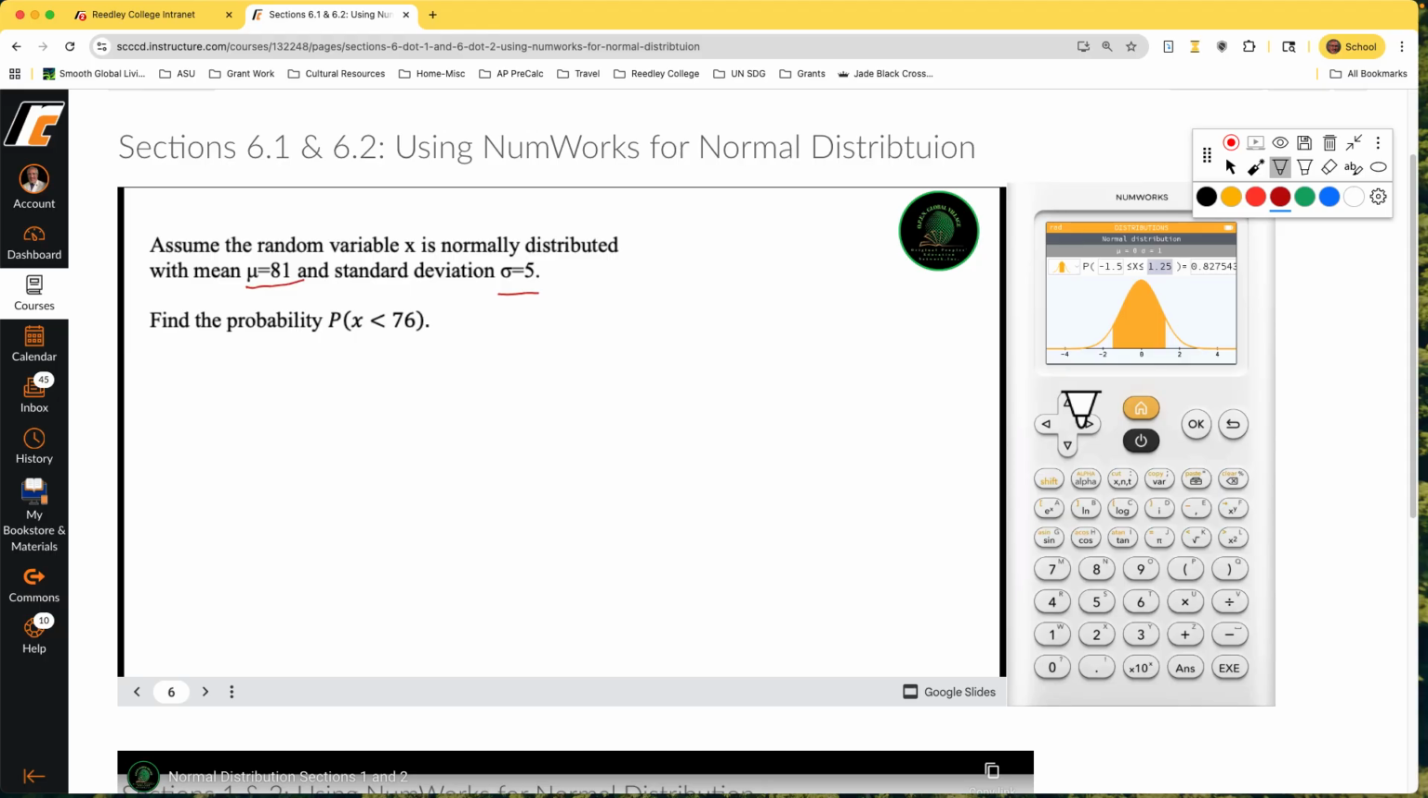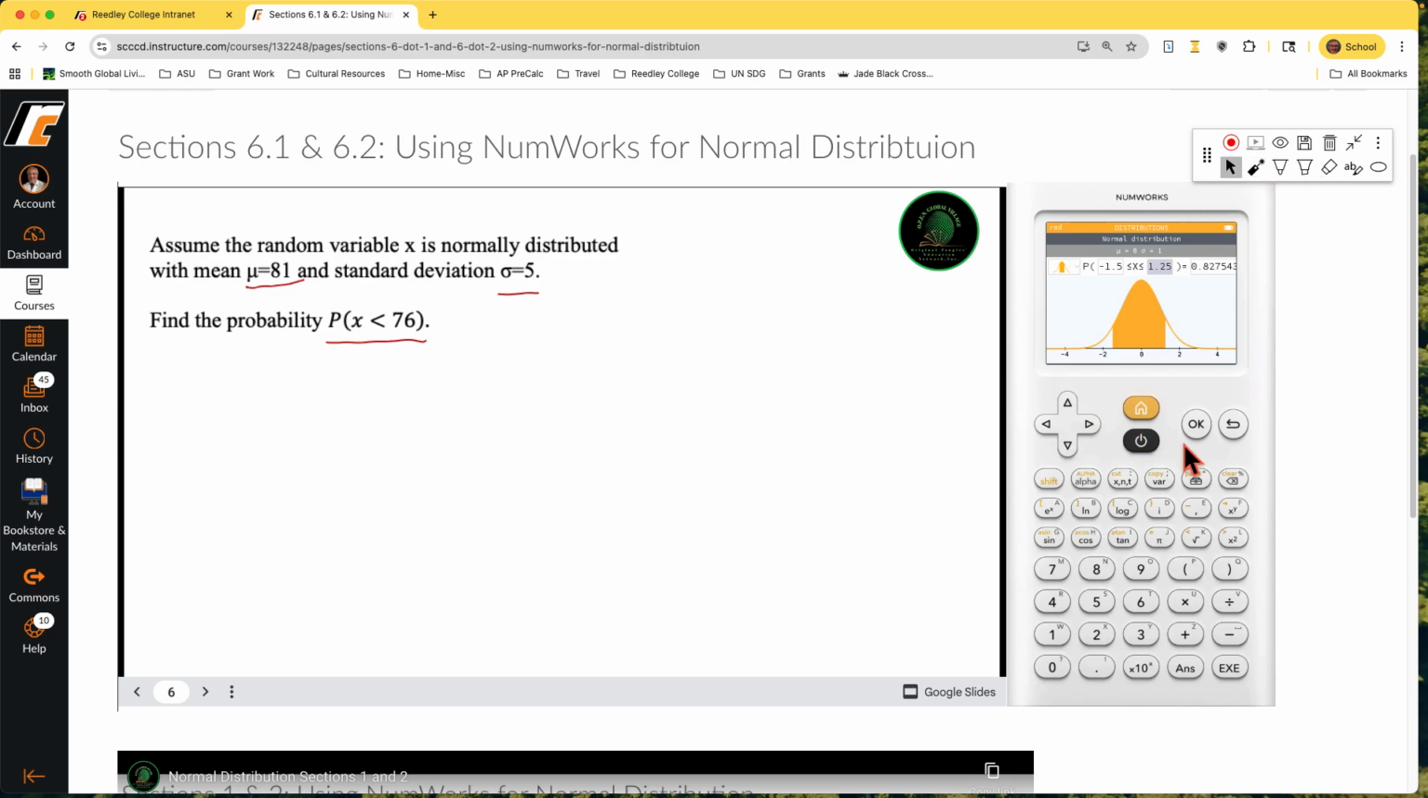So 81 is some measurement, like 81 centimeters long is the mean, or whatever it is. It's the piece of data. Now this tool also allows us to work with the data just as it is, without having to turn the mean into 0 and then maybe having to turn it back. Okay, find the probability that x is less than 76.